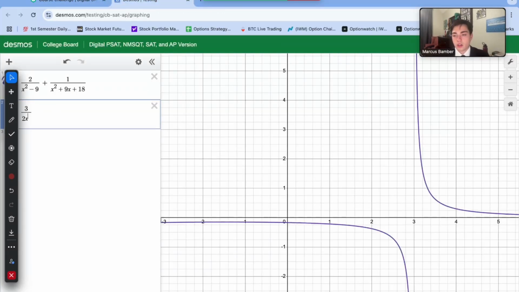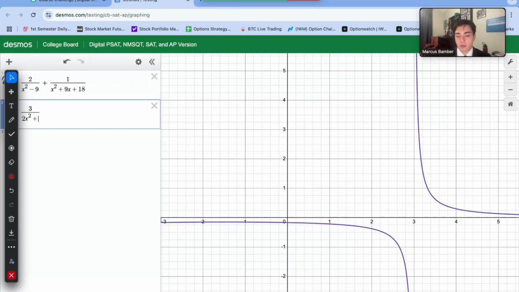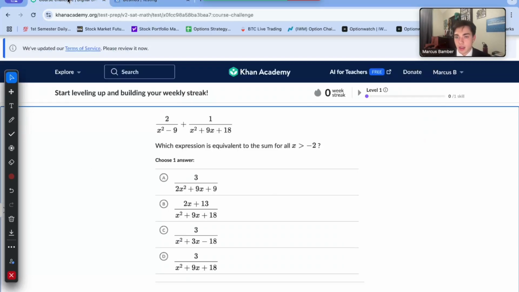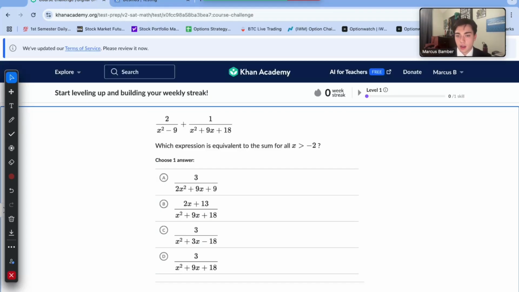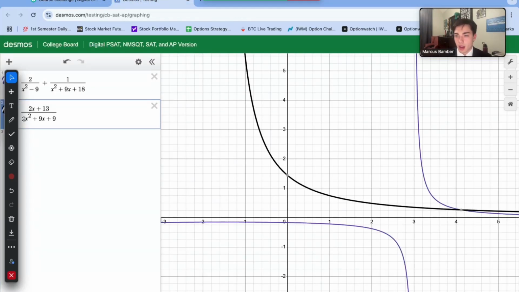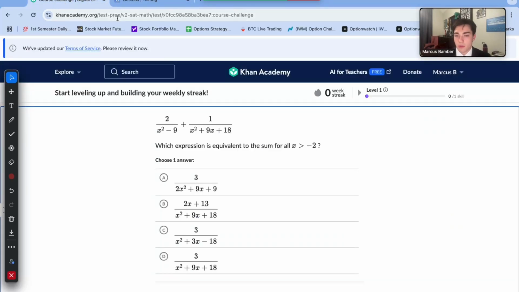So 3 over 2x squared plus 9x plus 9. We see it doesn't match. A is incorrect. Now we're going to do 2x plus 13 in our numerator, and then x squared plus 9x plus 18 in our denominator. That doesn't match. Answer choice B is incorrect.